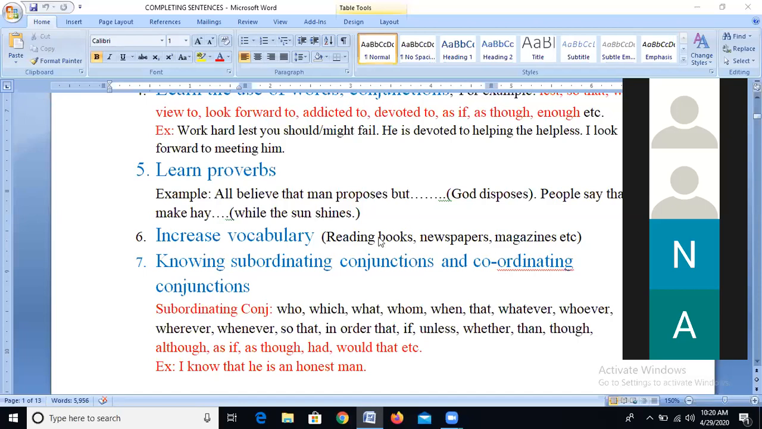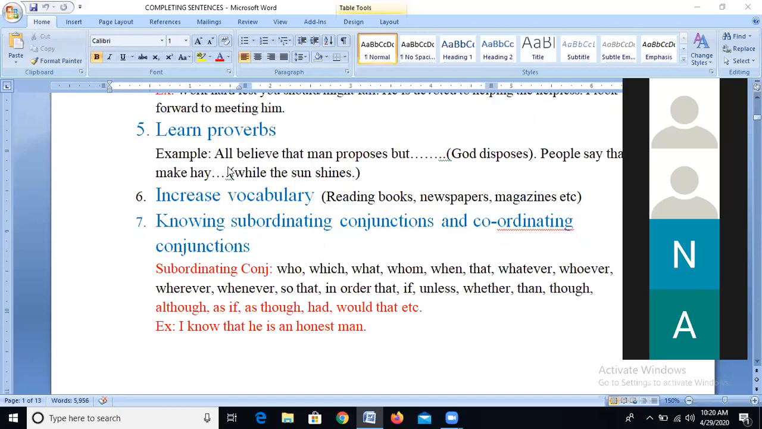Now, please listen to me. Now to the next point, increase vocabulary. You know, vocabulary is very, very essential. If you know more words, your world will be larger. Actually, it is said that the world is made up of words.